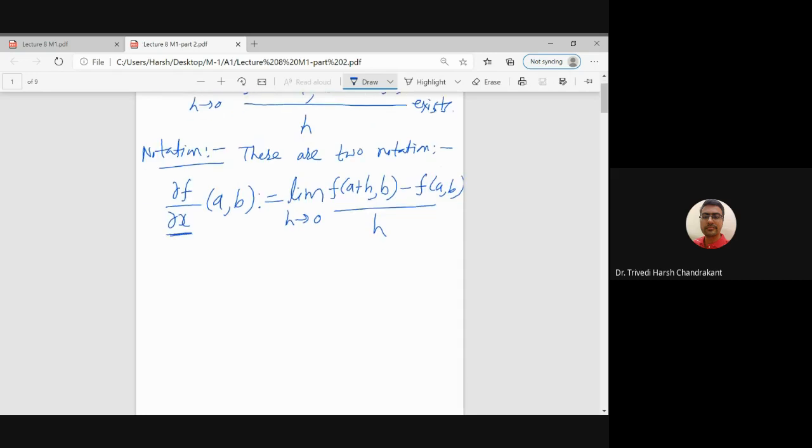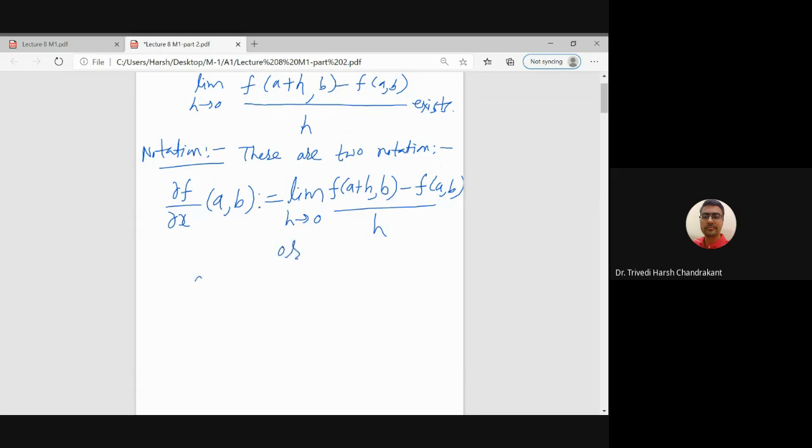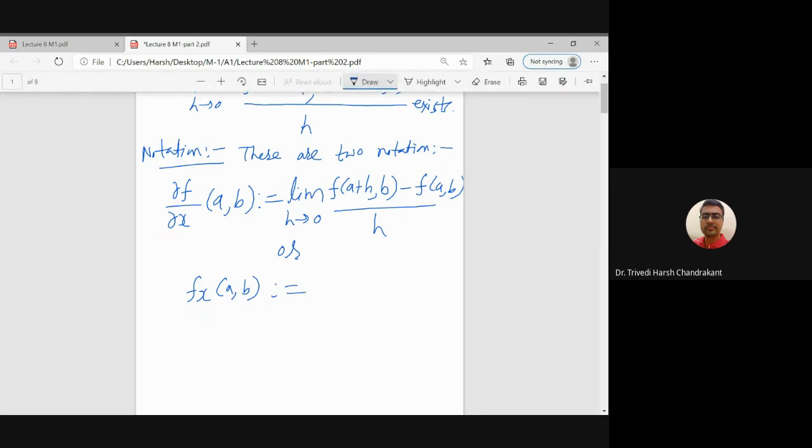So what does this represent? This represents we are changing the function in the first variable, in the x variable. So this is the first notation. Second notation we'll use is f x at a comma b. So this thing del f by del x we will shortly write by f x, f subscript x at the point a comma b. That also means limit h tends to 0 f of a plus h comma b minus f of a comma b divided by h.